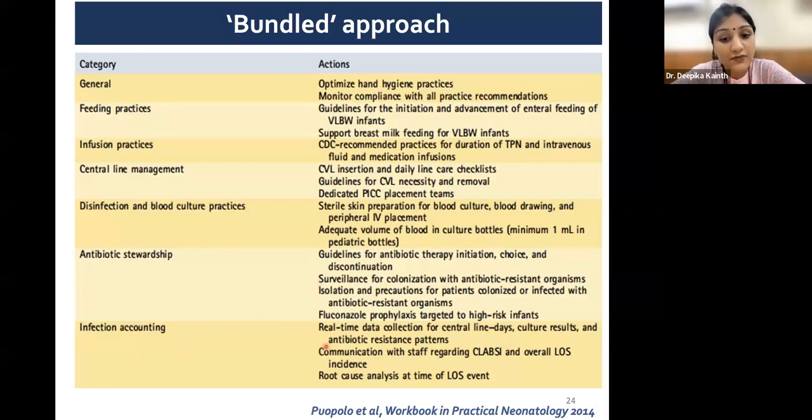Then infection accounting. We should have real-time data for central lines and real-time data for the culture results. And we should always do a root cause analysis, as I just depicted using a fishbone diagram, at the time of any late onset sepsis, to see whether it was related to the central line and whether something could have been done to improve it. So this is an extensive and exhaustive checklist, or bundled approach, which can be adopted in a unit to monitor and prevent CLABSI.